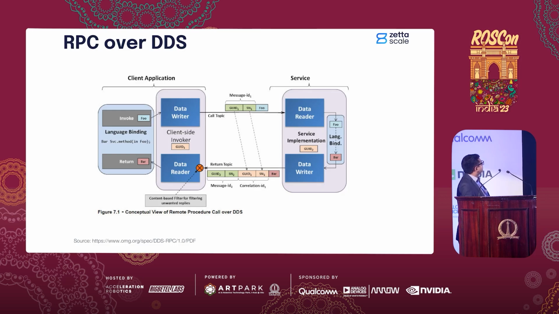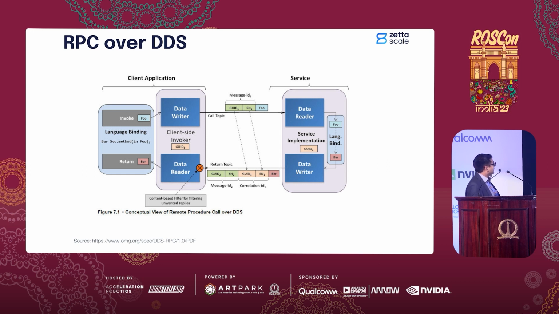On top of that, there is RPC over DDS. RPC, remote procedure call, is a synchronous way of communication. On the other hand, DDS is an asynchronous way of communication. So when you implement RPC over DDS, it is just like a jugaad. It means you have to create two topics, one for request and one for reply, and a pair of data reader and writer.